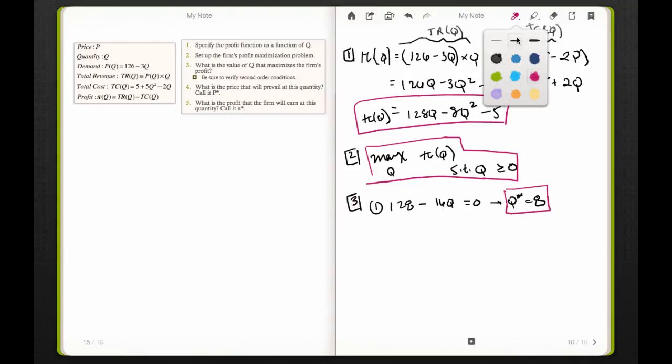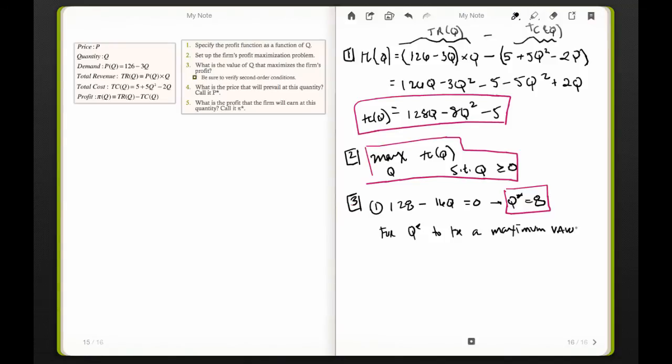Final solution right there. But I need to ensure that it is a second order condition. So with the second order condition, for Q star to be a maximum value, the second derivative, pi prime prime of q, must be less than 0. This is just the definition of what a maximum is.